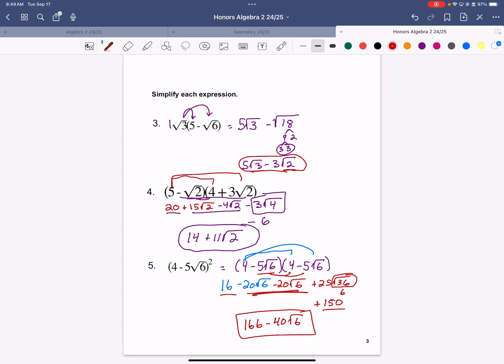Okay. So multiplying radicals. They get a little bit harder and they get a little bit tricky when you have to start distributing in those. But again, just remember, use your same rules that you used when we were just dealing with integers or variables and simplifying expressions with different variables.